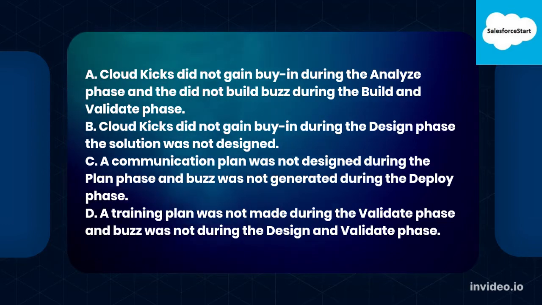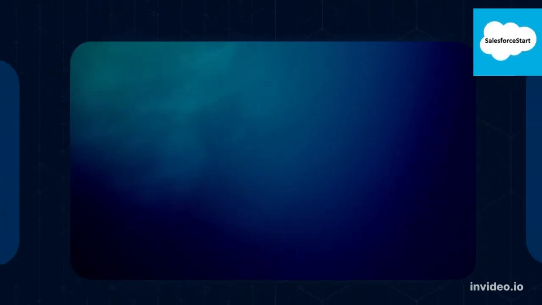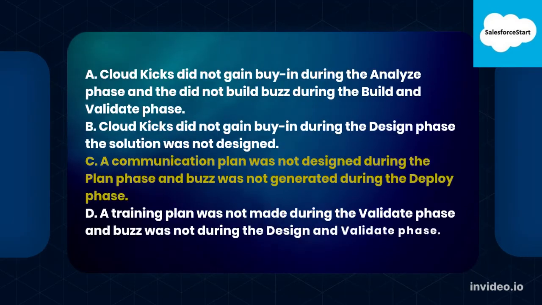C. A communication plan was not designed during the plan phase and buzz was not generated during the deploy phase. D. A training plan was not made during the validate phase and buzz was not generated during the design and validate phase. The answer is option C. A communication plan was not designed during the plan phase and buzz was not generated during the deploy phase.